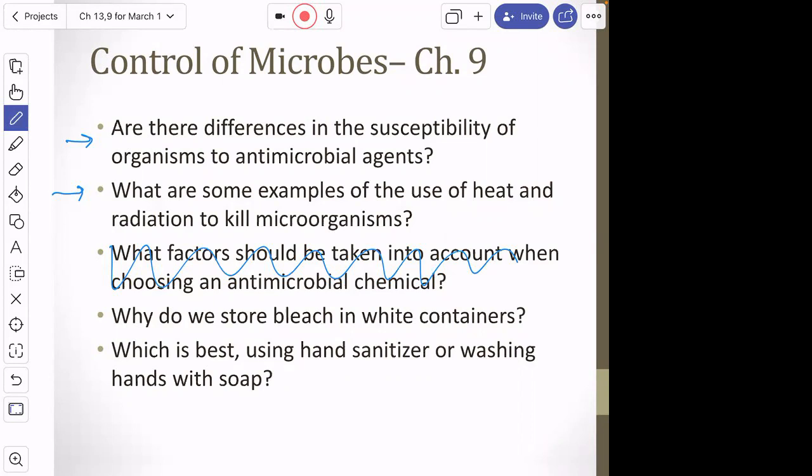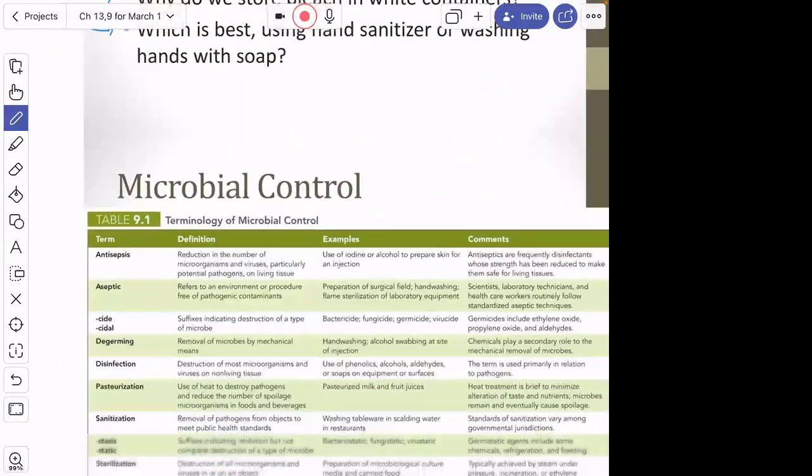The few chemicals that we are going to talk about, bleach is one of them. So why do we put those in opaque containers? And of course, we got to talk a little bit about hand washing. That's a pretty important thing in the middle of a pandemic. What's the best way to wash your hands?